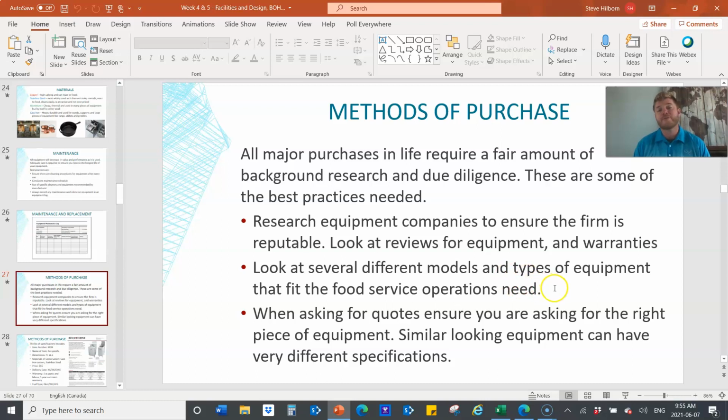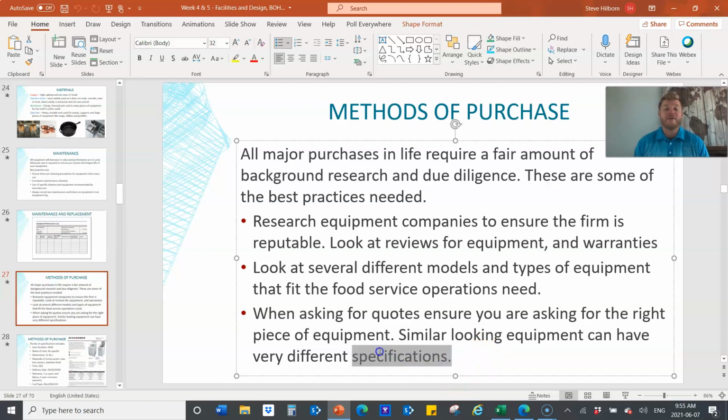You want to look at several different models and several different types of equipment that will fit the food service operation, and then also ask for quotes to ensure you are asking for the right piece of equipment. So there might be similar looking pieces of equipment that have very different specifications. And a very basic one could even be, this one's for gas hookup and this one's electricity. And electricity would be potentially a lot more costly.